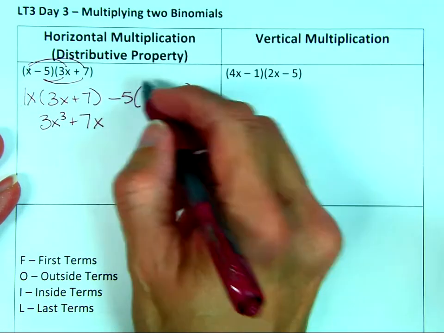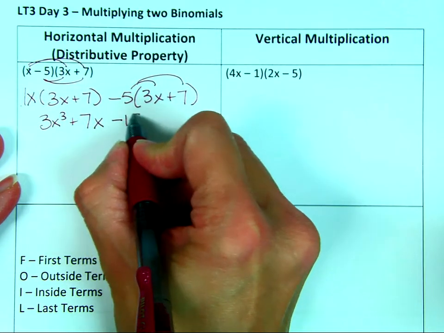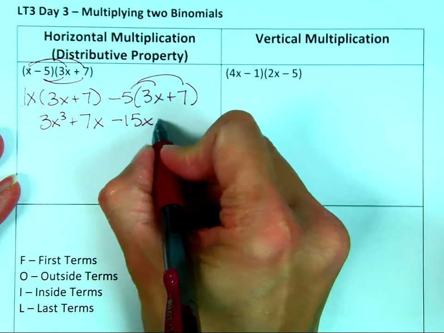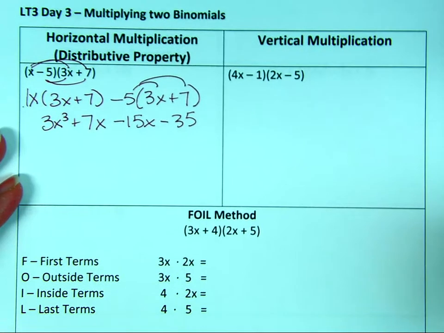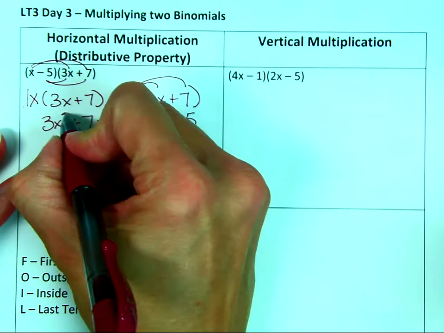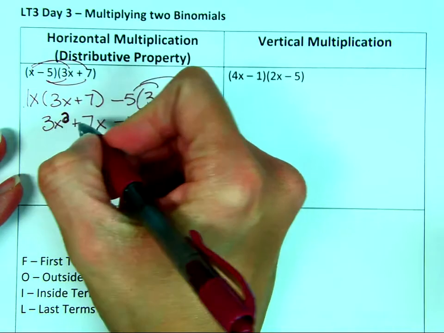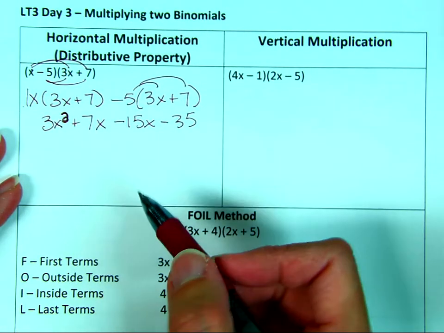Now we move on to distributing this one. So we say negative 5 times 3x is negative 15x. Negative 5 times 7 is negative 35. At this point, you see that there are like terms. Always check. Did I really put a 3 there? I am so sorry. That is definitely not a 3. I hope I didn't say cubed. I thought I said squared, but I was thinking about the 3 probably.